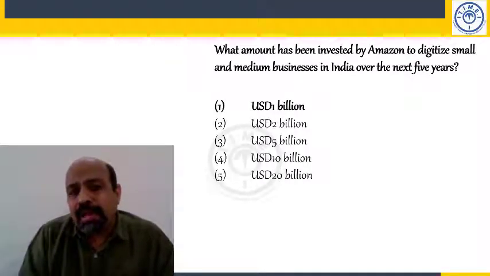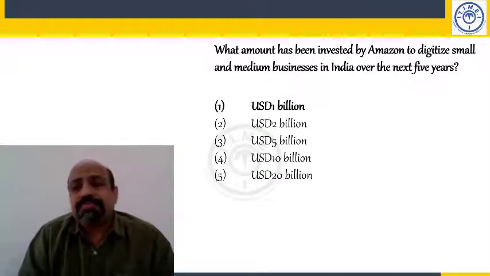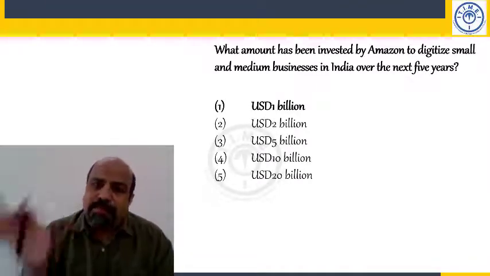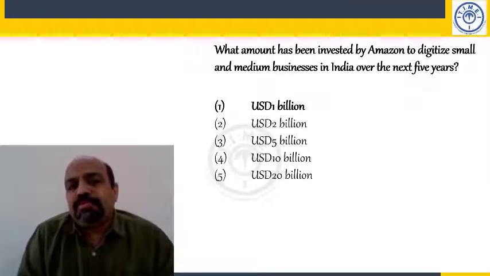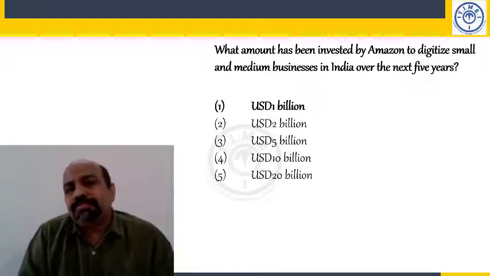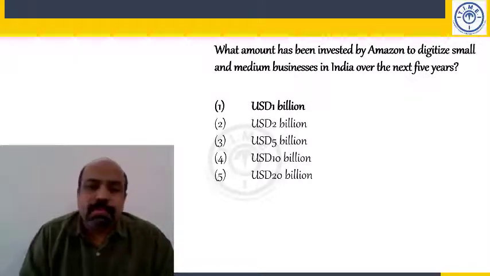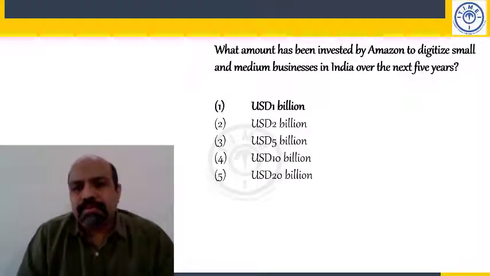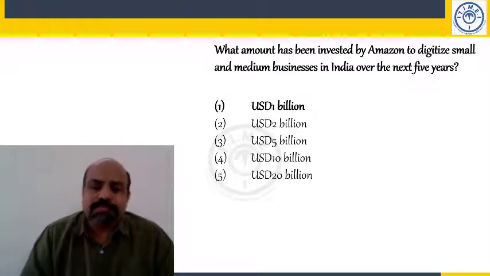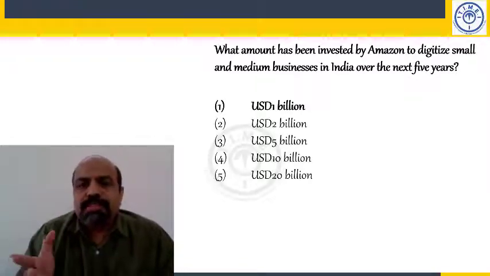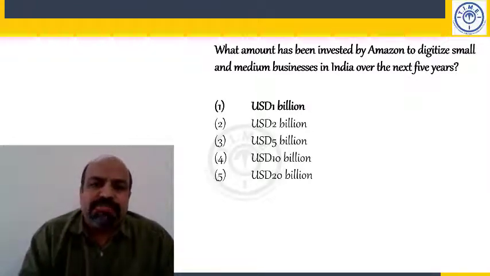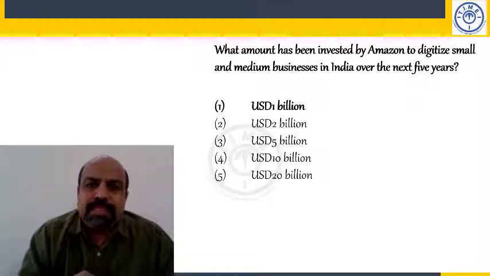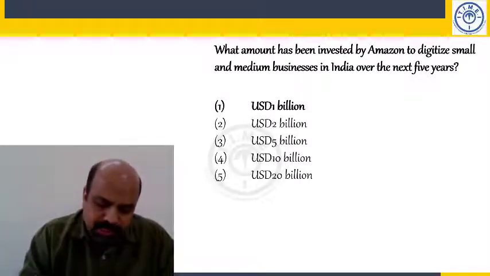Walmart, W-A-L-M-A-R-T, comma, world's biggest retailer, world's biggest company by revenue. Okay. Amazon CEO is Jeff Bezos. Jeff Bezos, B-E-Z-O-S. Jeff Bezos, the world's richest man.